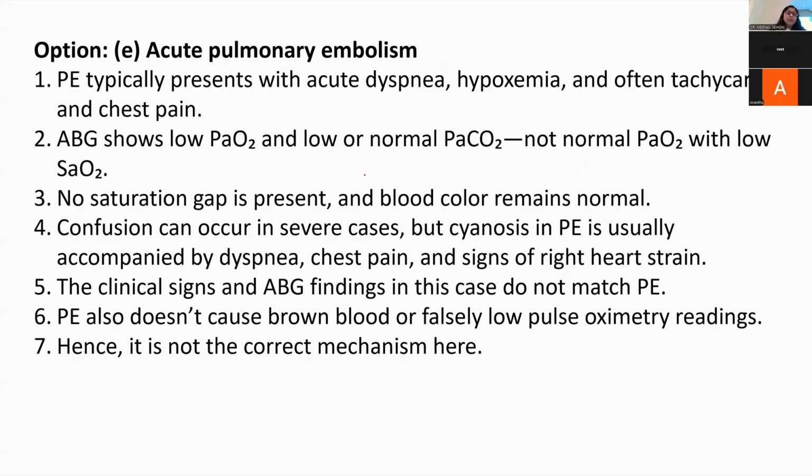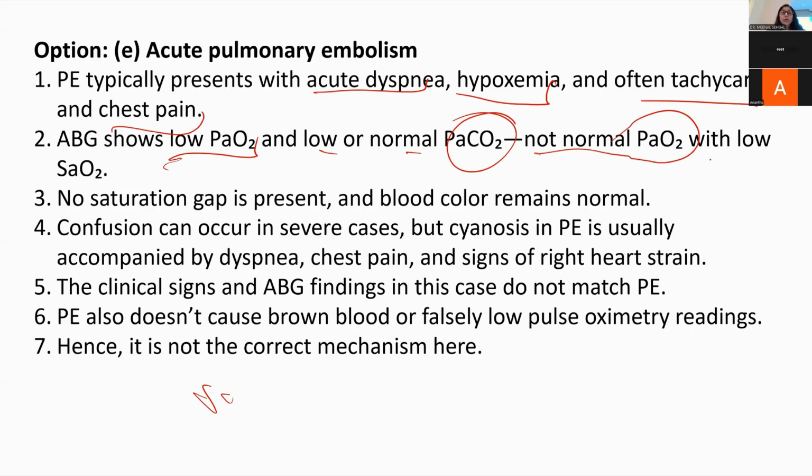Acute pulmonary embolism. We just read pulmonary embolism. It causes wasted ventilation. So PE typically presents with acute dyspnea, hypoxemia, and often tachycardia, chest pain. ABG will show low arterial oxygen and low or normal PaCO2, not normal PO2 with low saturation. So there is hypoxemia with hypocapnia.